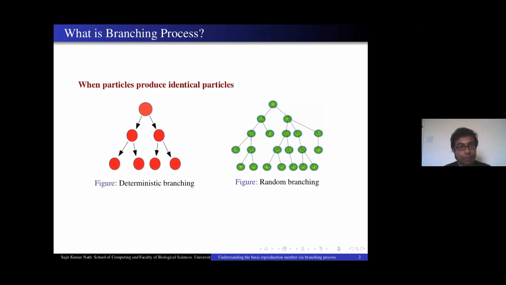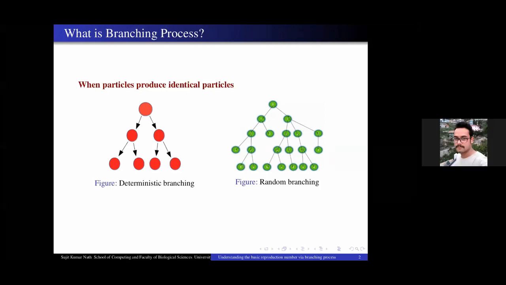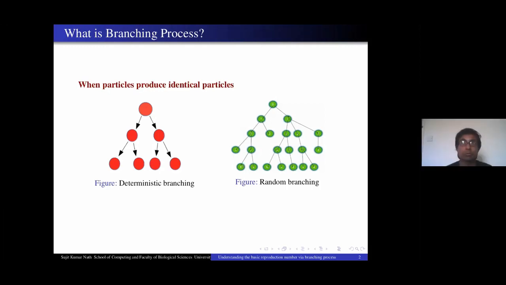Okay, thank you. Hi, I have a question. Yeah, please. I was asking that basically if the mean of the Poisson distribution in this case is greater than 1, then you have exponential growth, right? Yes, correct, with some probability, if the particle does not go extinct.